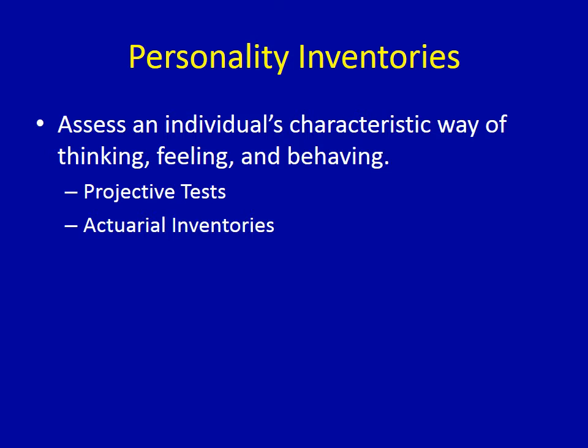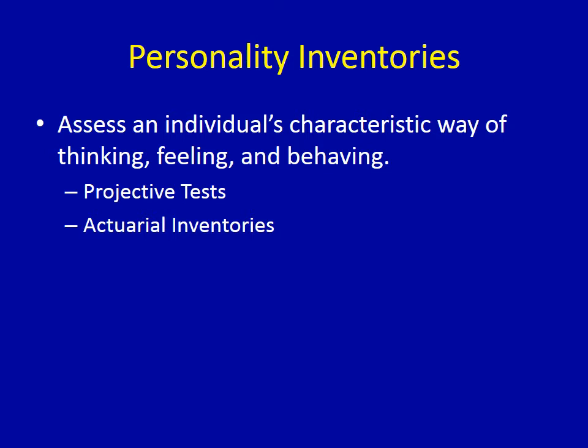So the individual is presented with an ink blot. It's an ambiguous ink blot, and you ask them to describe what they see when they look at that ink blot. And the theory behind projective tests is that based on a person's pattern of responses to these ambiguous stimuli, you'll be able to see patterns in the way that they think about things and their emotional states, and possibly even their characteristic behaviors. In contrast, actuarial inventories characterize personality on the basis of empirical research.